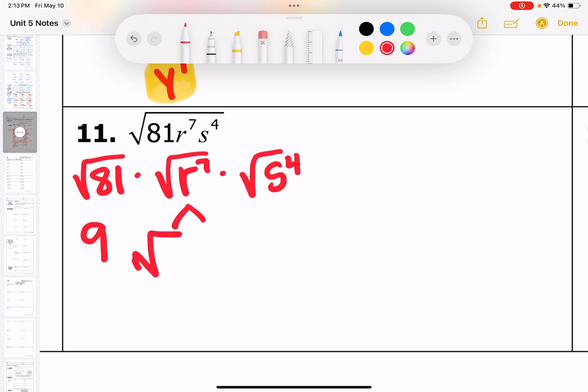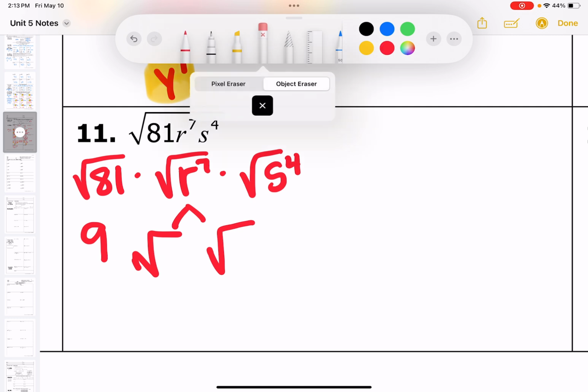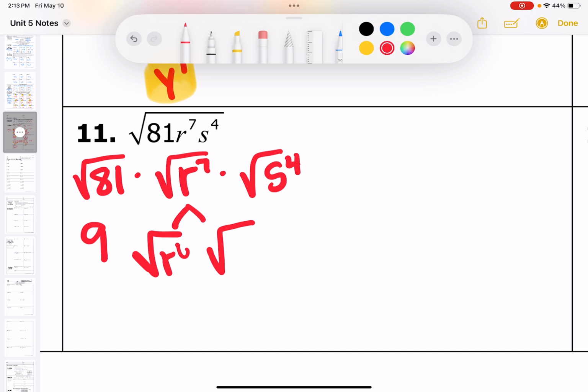So I'm going to have 2 square roots. In the first one, I'm going to take 1 less than the current exponent, so 7 minus 1, which is 6. And then in the second one, I'm just going to have the letter r. So this is simplified. You can't do anything with it. But I can simplify r to the 6th, okay, because 6 is an even number. So I divide it by 2, and I get 3.